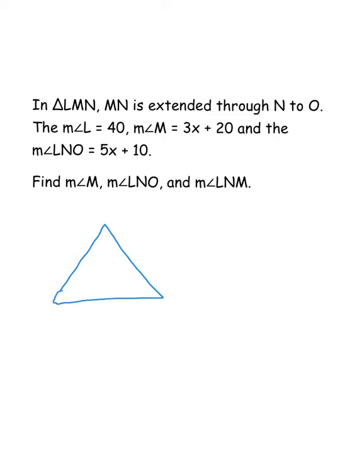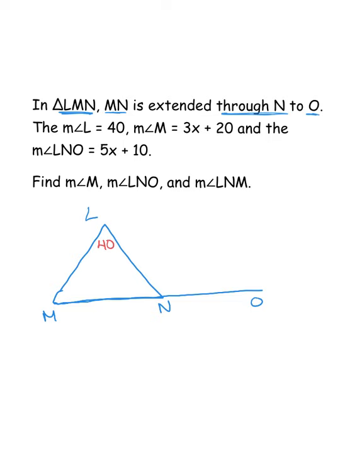I know the letters are going to be LMN, but I'm going to read a little bit first. It says side MN is extended through N to O. So if I go with my picture, I'm going to extend this through N to O, and it's side MN. So now if I look at, I have triangle LMN, L is going to be up here. It says the measure of angle L is 40. So now that I have my picture, L is 40.